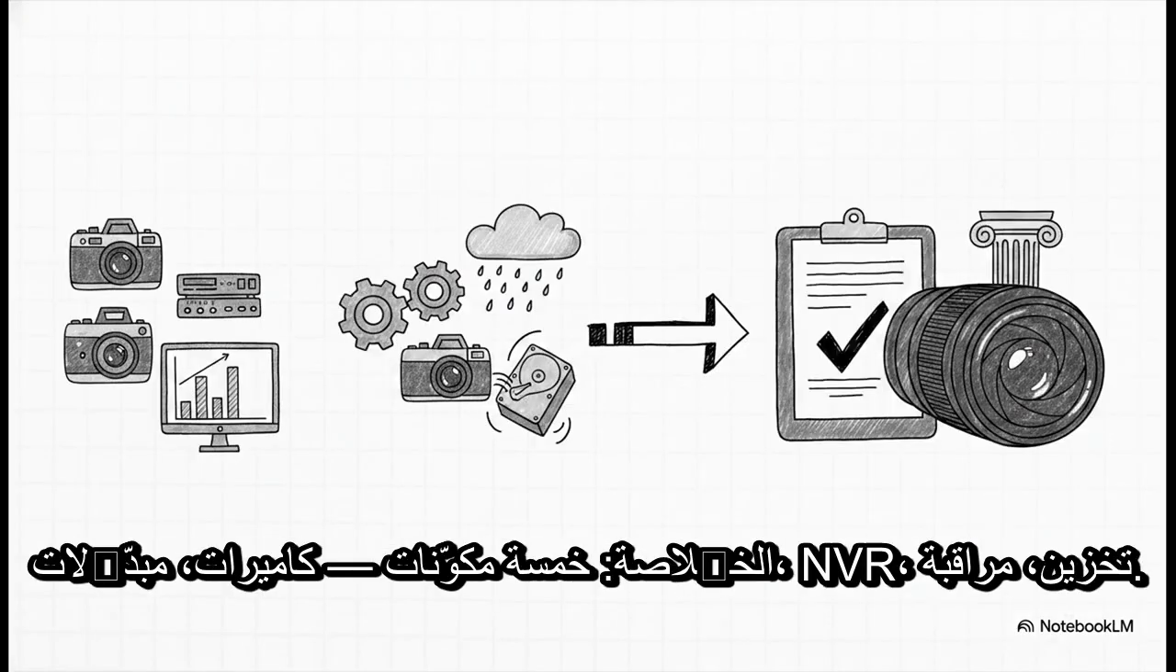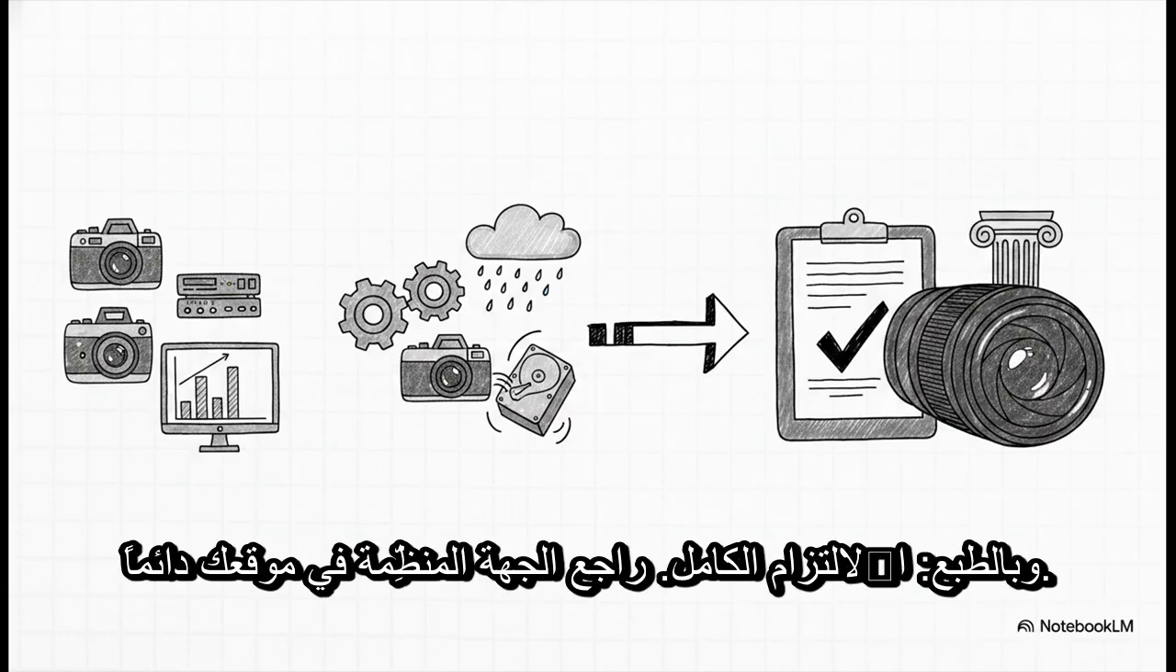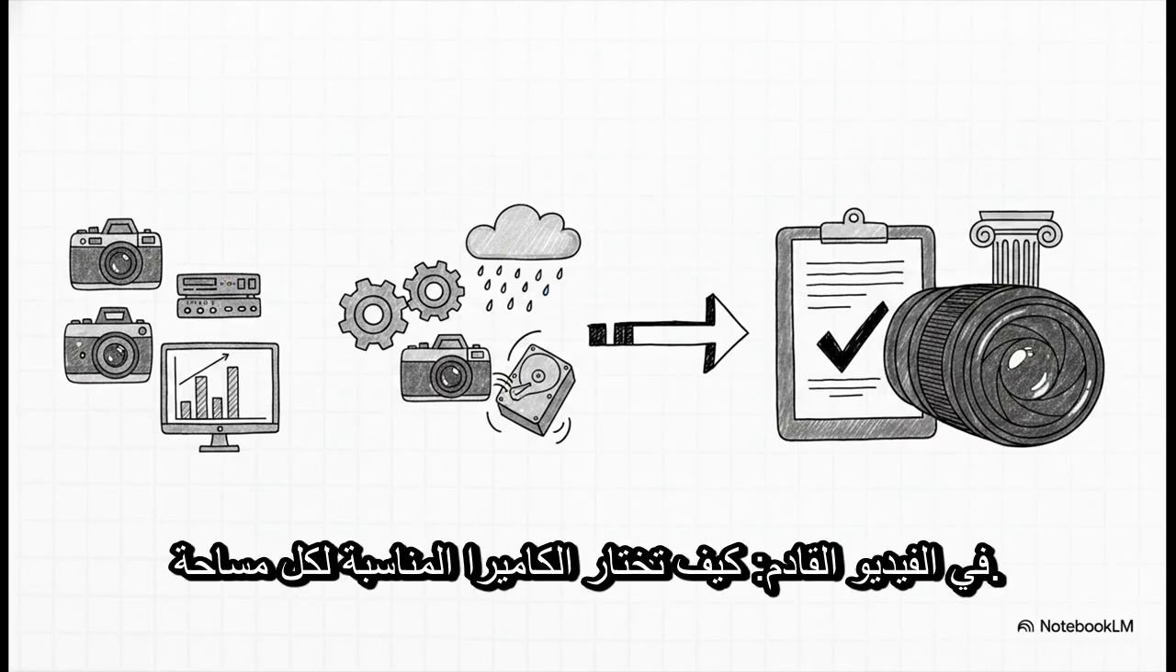So, what's the big takeaway from this explainer? It's simple. 5 components: your cameras, switches, NVR, storage, and monitoring. 3 rules: ONVIF interoperability, H.265 plus compression, and those rugged weatherproof ratings. And of course, total compliance. Always check your local jurisdiction first. Once you've got these basics locked down, you are ready for the big leagues. And actually, in our next explainer, we're going to dive right into exactly how to choose the perfect camera for every single type of space.